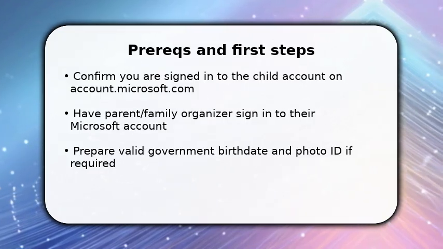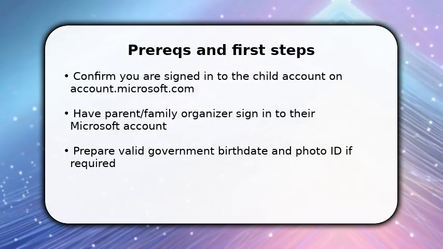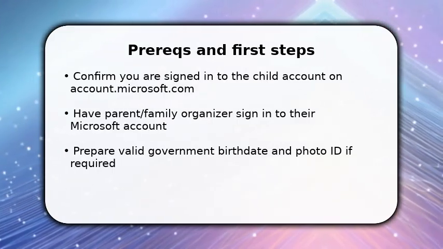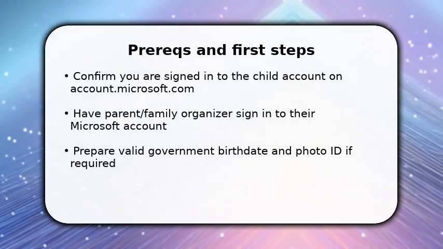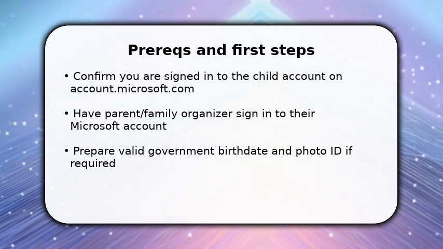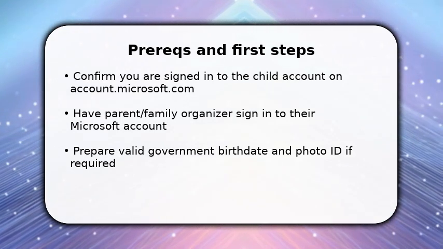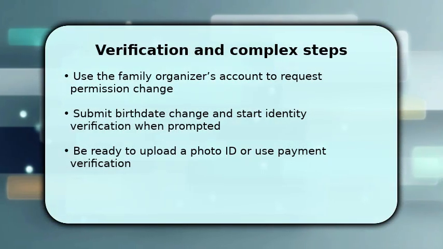Explain to the organizer why age matters. Adult status removes child restrictions and allows full privacy controls. Next, choose the option to change relationship or request adulthood. Make sure to follow prompts precisely, so Microsoft records the correct birth date and begins the verification process. Once done, you continue with verification.